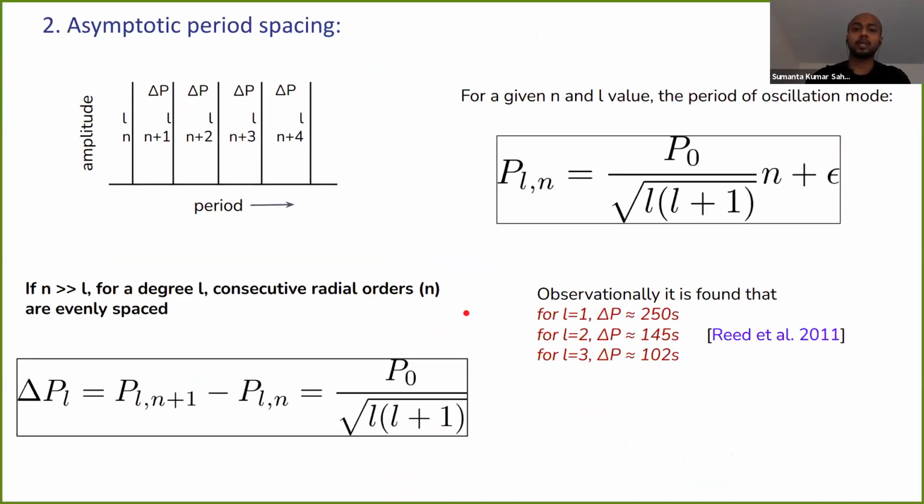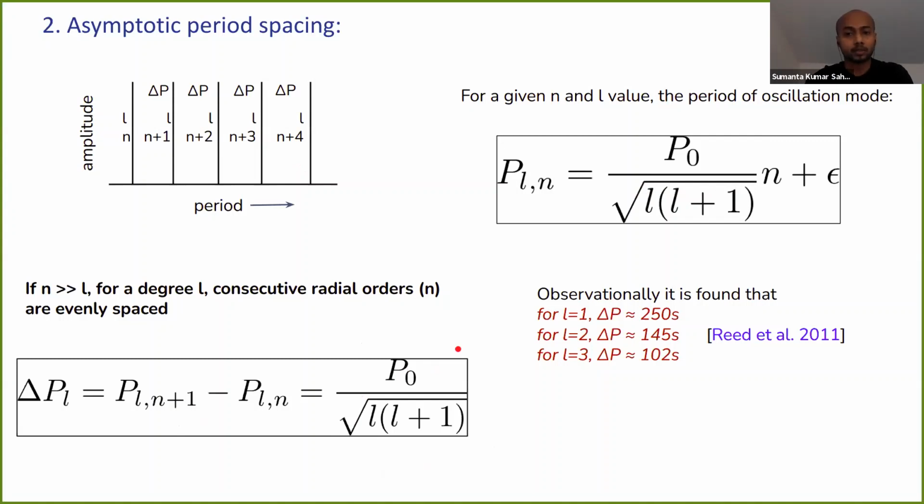But what if we don't see any splitting in the frequency spectra? So we use another method, which is called the asymptotic period spacing method, in which we convert the frequency spectra into the period space. In the asymptotic range, where the n value is very large compared to L, for a specific modal degree L, the consecutive radial orders will be nearly evenly spaced, which we can also prove from this equation by putting in two consecutive n values and differentiating them. We will get a constant value.